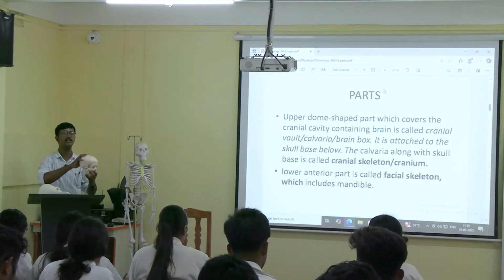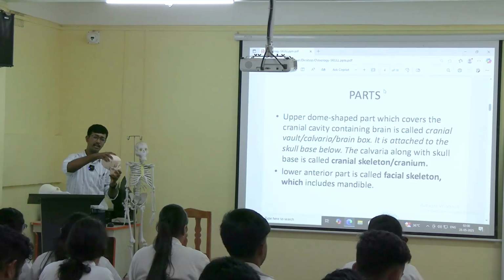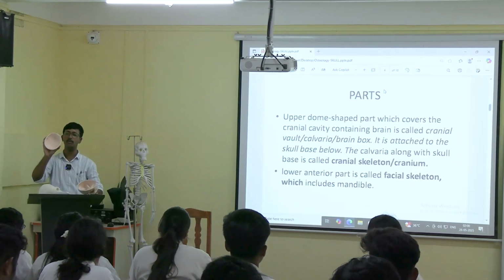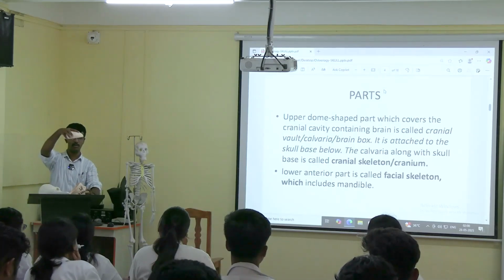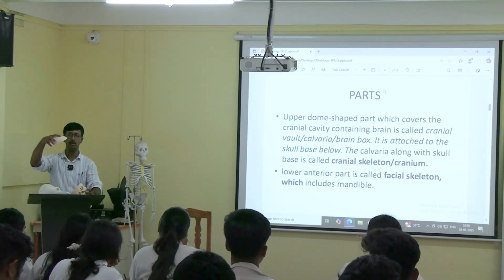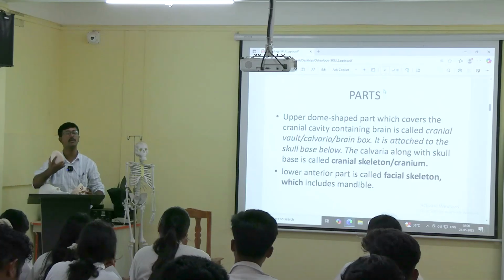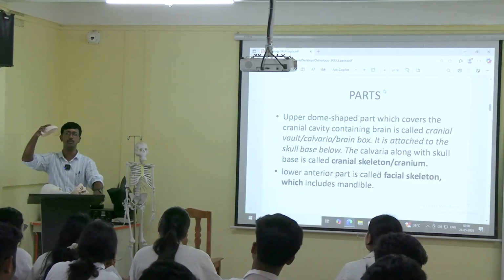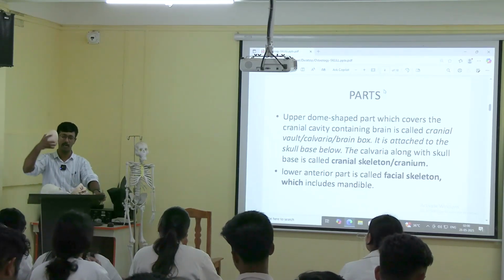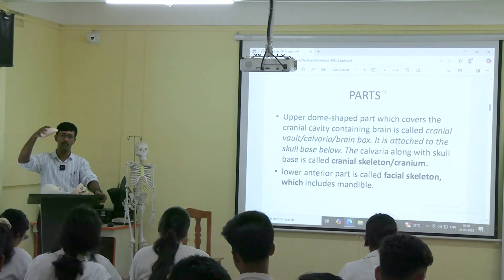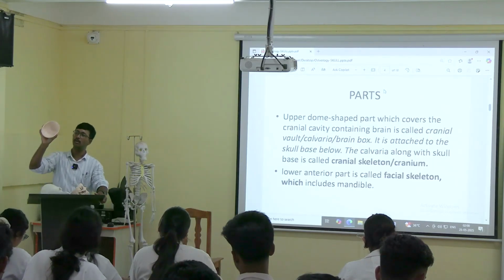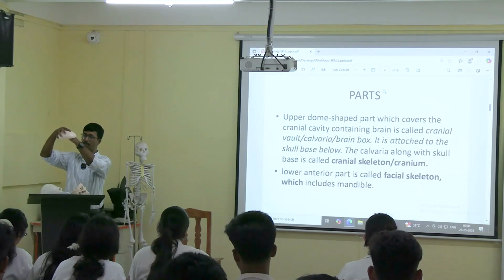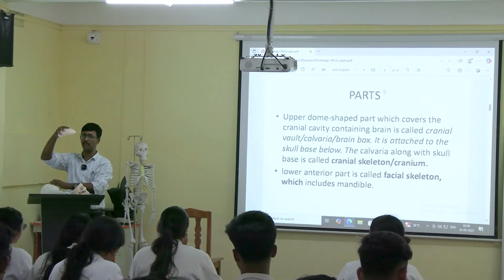Now the cranial skeleton is again subdivided. This is your cranial vault. What is a vault? A vault is a dome-like structure. You can see in various Christian missionaries there are vaults. Those vaults are similar to this; the name has been taken from there only. Vaults or domes. As this is present above the cranium or the brain, it is known as the cranial vault.